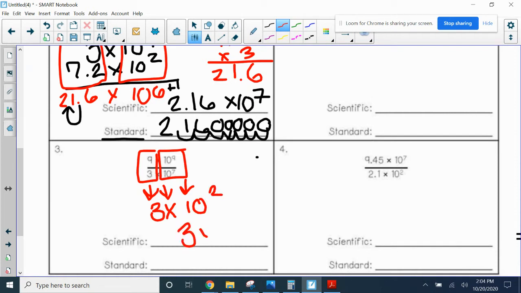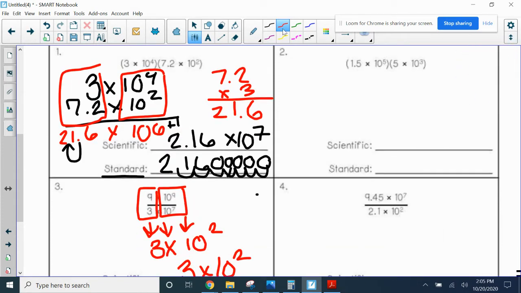So we're left with 3 times 10 to the 2, and then it wants us to put it in standard form. Positive 2 is greater than 1, so we need to move the decimal to the right 2 so that our answer in standard form is greater than 1. If I moved it to the left, I would have 0.03, which is smaller than 1.